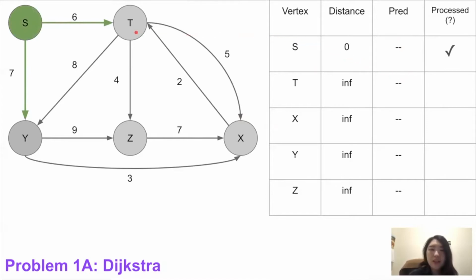And now we can see there's T and Y, and we're going to update them. So 6, 7. So always ask, is 6 less than infinity? Is 7 less than infinity? Yes, then let's update the predecessors. So for T, the 6 was less than infinity, so S, and 7 was less than infinity, so let's update Y's predecessor to S. And this keeps happening until we process everything.